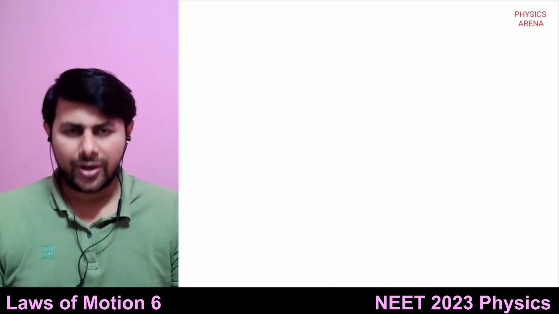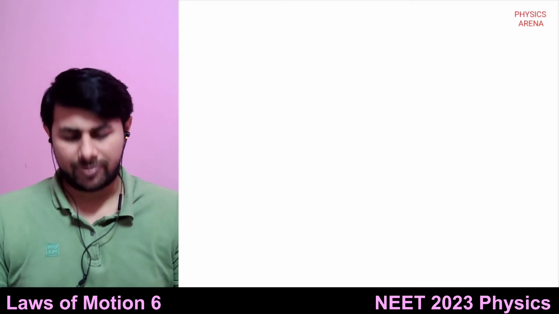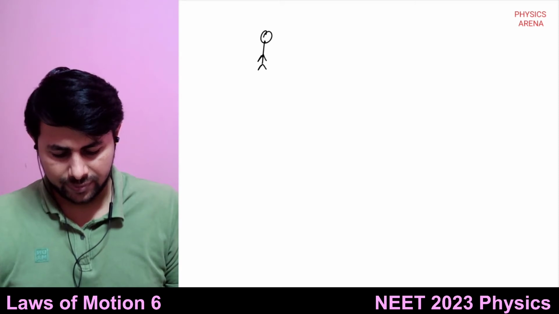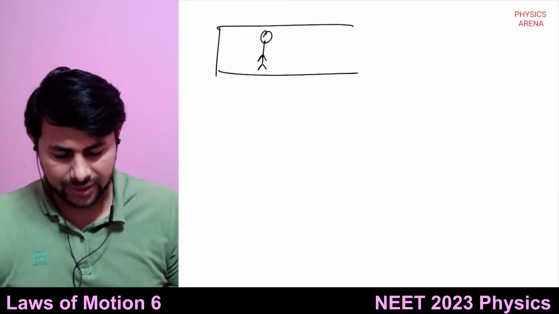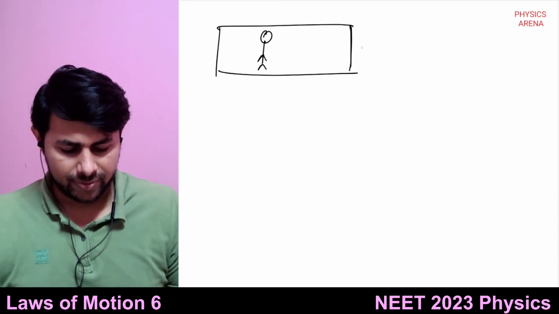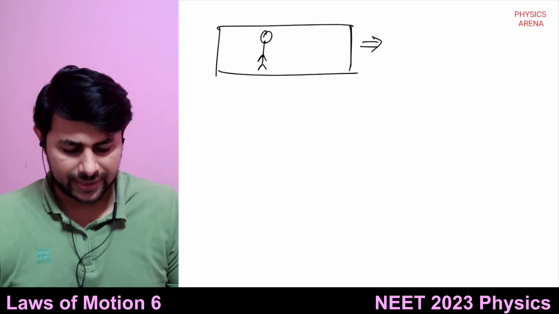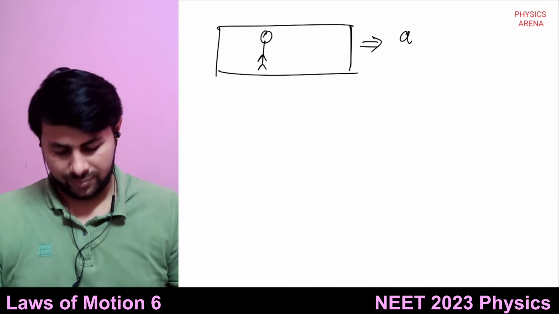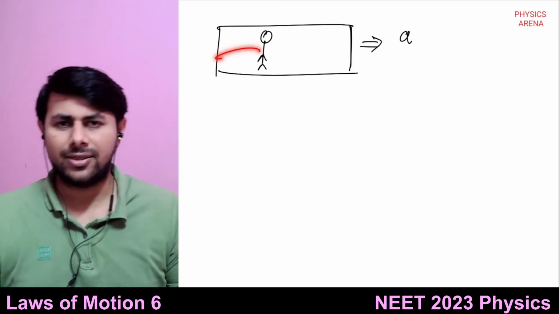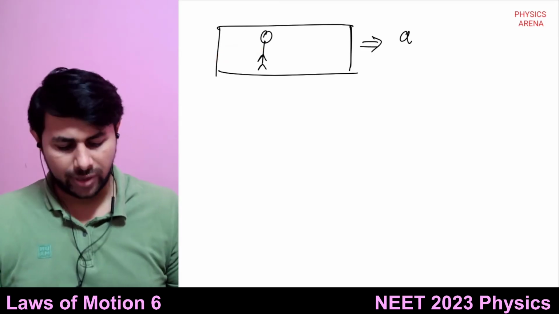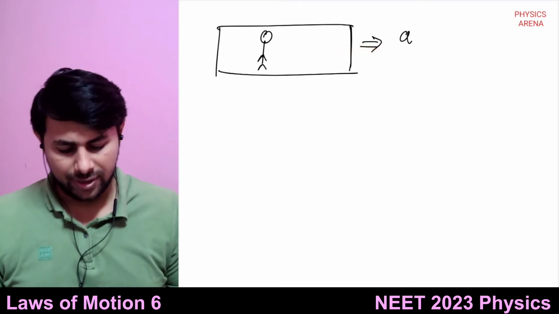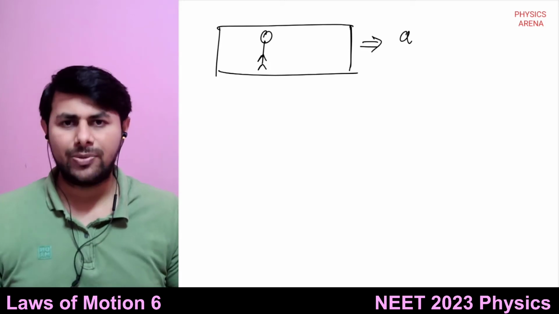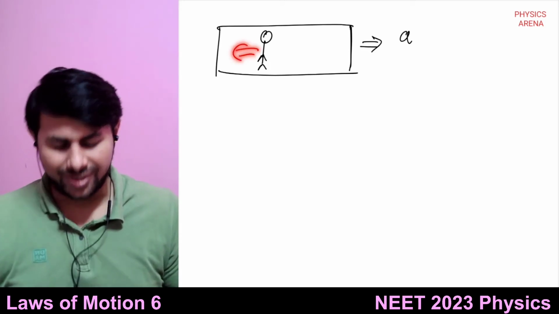So see what happens in a non-inertial frame of reference. For example, you are standing in a bus, and the bus suddenly accelerates. Let's suppose it accelerates in this direction. What will happen? You tend to fall down like this. So if the bus is accelerating towards the right, you tend to fall towards the left. Can you explain why you are falling?